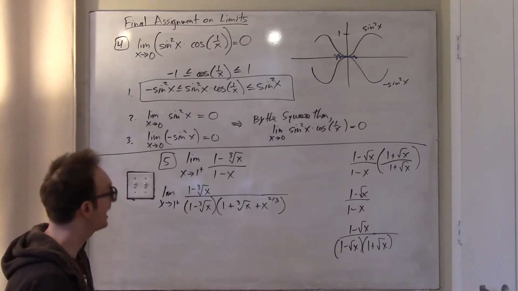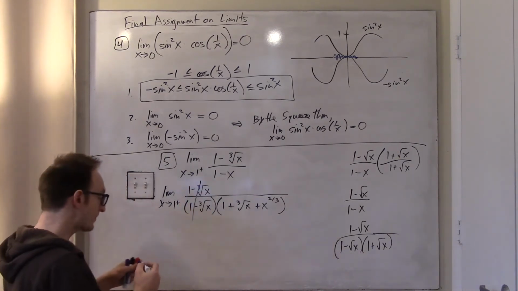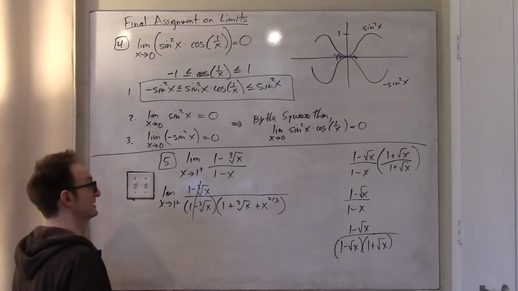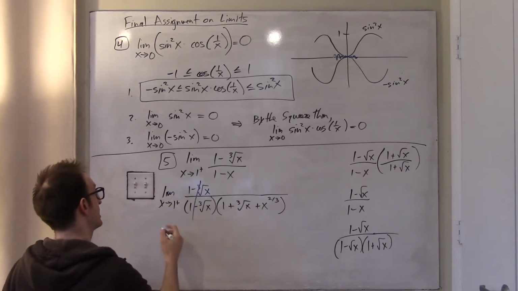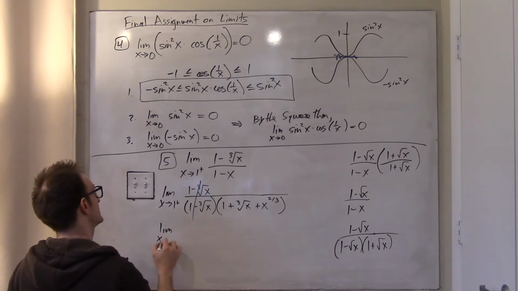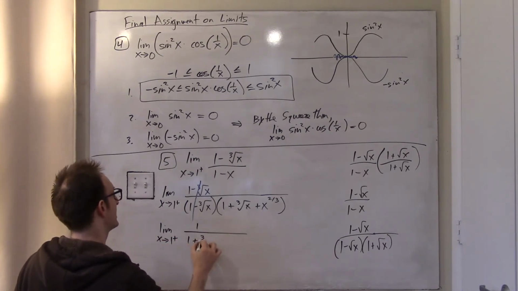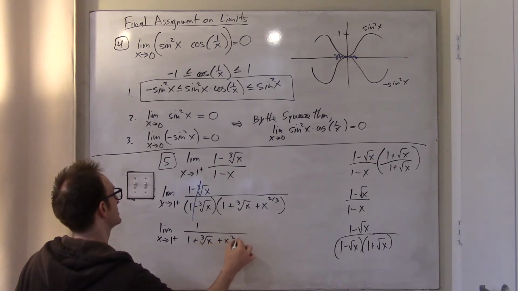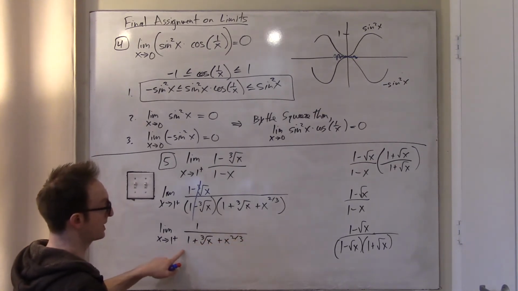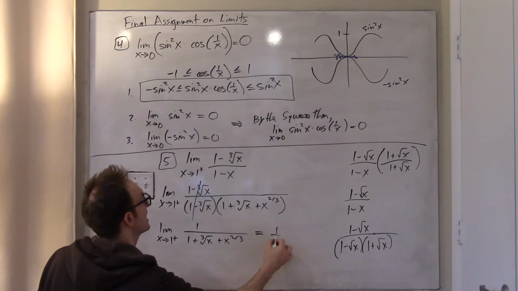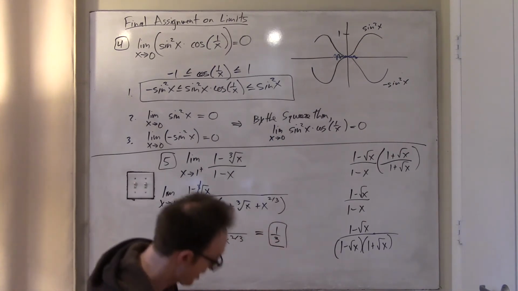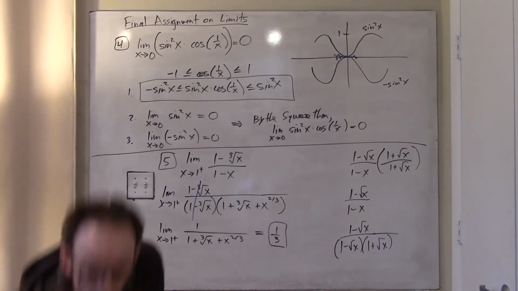And then these cancel, and then this limit is now no longer indeterminate. It's just the limit as x approaches 1 plus of 1 over 1 plus cube root x plus x to the 2/3. And now when you plug in 1, you're just going to get 1/3. So that's that. Okay, back in 1 second.